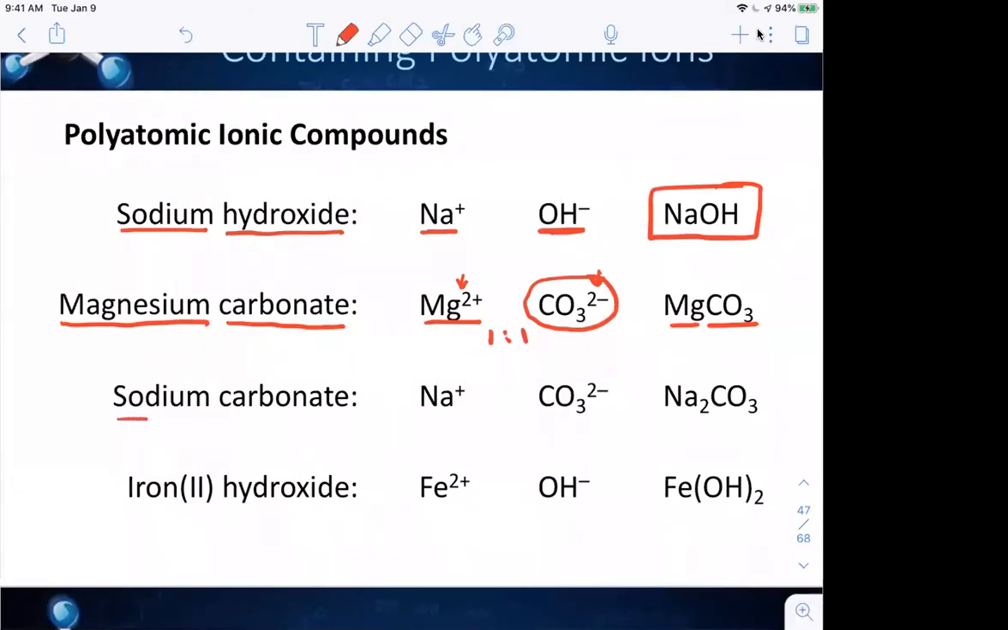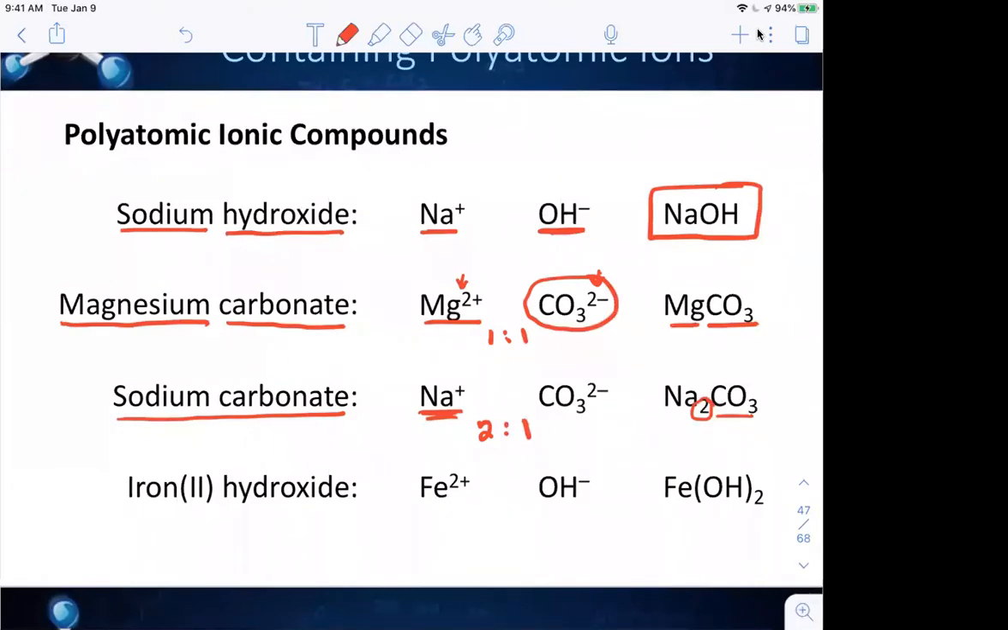Here, if I look at sodium carbonate, sodium is my representative, always forms a +1. Carbonate is a 2-. I need a 2-to-1 ratio in order to get this to be net neutral. So I need 2 sodium ions for every 1 carbonate ion. Notice if I had that formula, I just name the metal sodium, I name the anion carbonate and put them together.